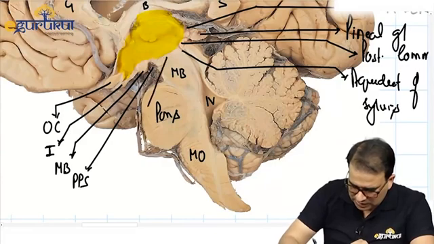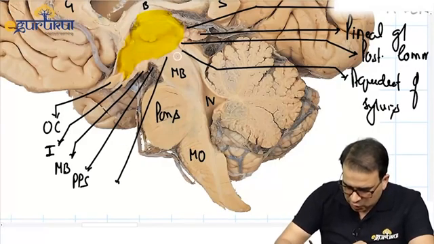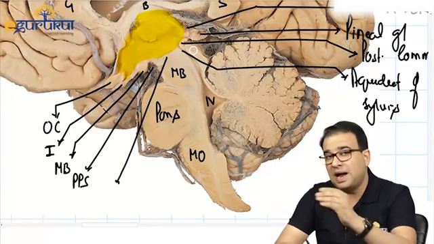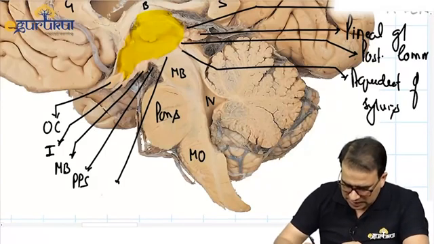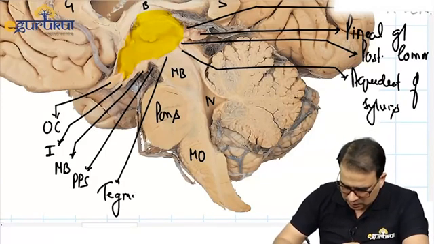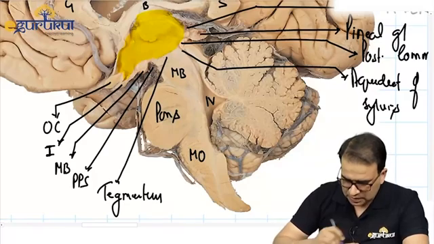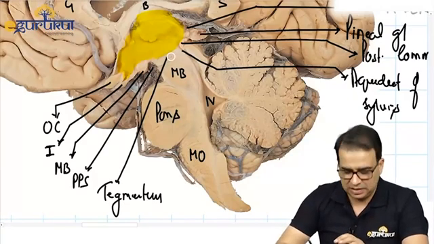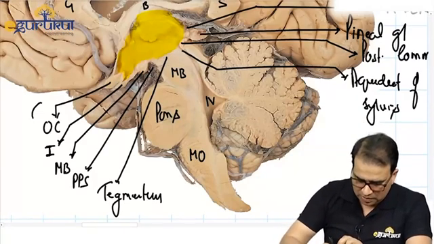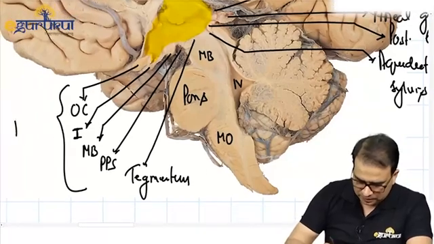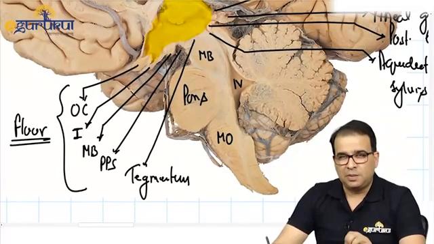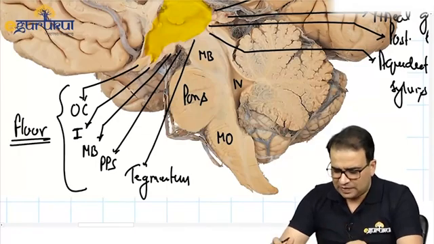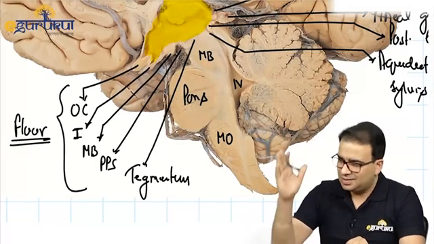And then you can see some part of midbrain. See, the dorsal aspect of midbrain, which is present behind the aqueduct, was tectum. This part of midbrain is called as a tegmentum. So tegmentum of the midbrain can also be seen here. All these are forming the floor of the third ventricle.